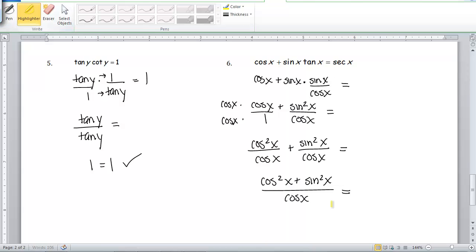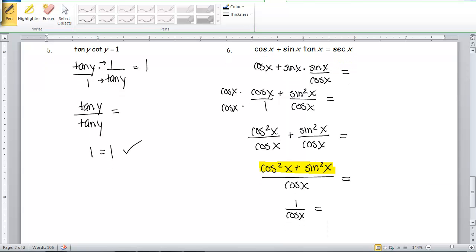What I'm now going to notice is that I have a Pythagorean identity in the numerator. And so if I do the Pythagorean identity, making that a value of 1, it happens that 1 over cosine is the same thing as secant by my reciprocal identity. And since secant is what I was trying to get, I am now done.